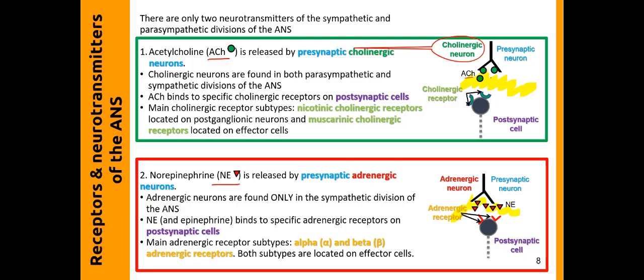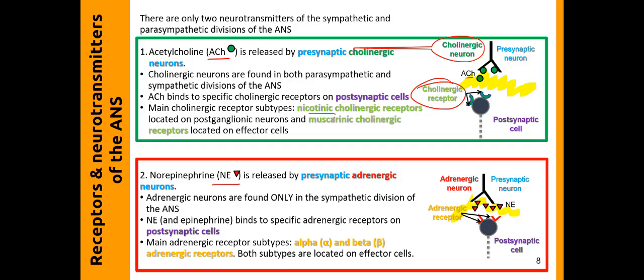And what happens is acetylcholine then travels across the synapse and binds to a cholinergic receptor, right? So the receptors that bind specifically and only to acetylcholine are called cholinergic receptors. Cholinergic receptors come in two different flavors, or two different types.